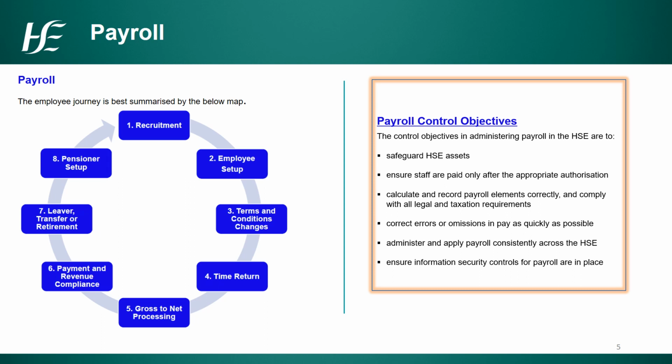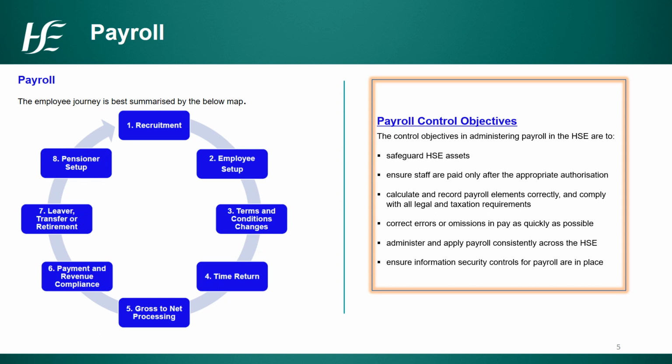The employee journey is best summarised by the map here on the slide. So the first step in the employee journey is recruitment. That might consist of advertising, identifying, sourcing, screening, shortlisting and interviewing candidates for jobs. The next step is employee setup, so setting up new employee records to include initial terms and conditions of the employee. The third step is terms and condition changes, so you might be adding changes to employee terms and conditions to the payroll system following approval, such as carers breaks, carers leave, unpaid leave and shorter working year.